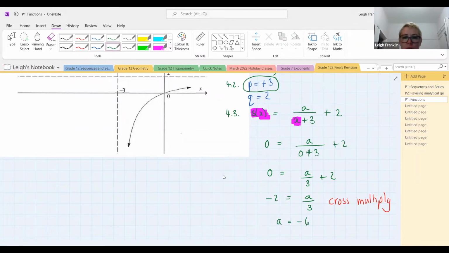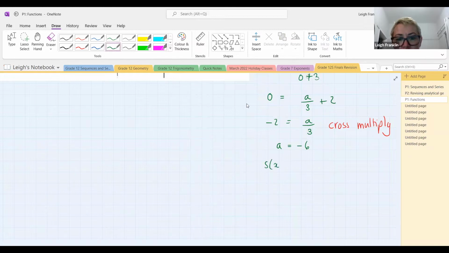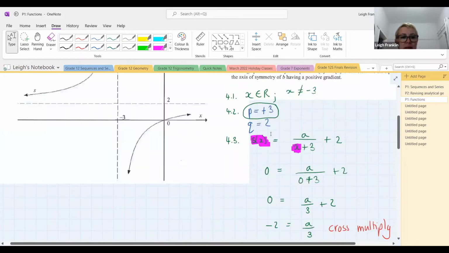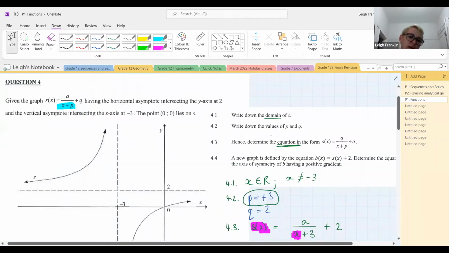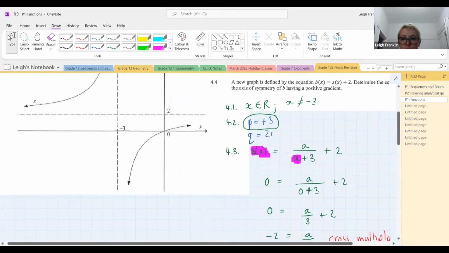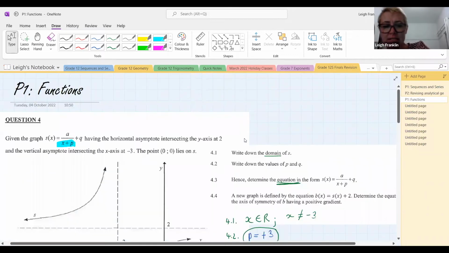There we go. All right, so because they asked us for the equation, let's just make sure that we write it in the way that they want. So that would be S of X equals -6 over X plus 3 plus 2. Okay, there we go. There is our equation. And it makes sense because we can see that one arm of the hyperbola is in the second quadrant, the other arm is in the fourth quadrant, so we know that A needed to be a negative number. Okay, makes sense that it is.